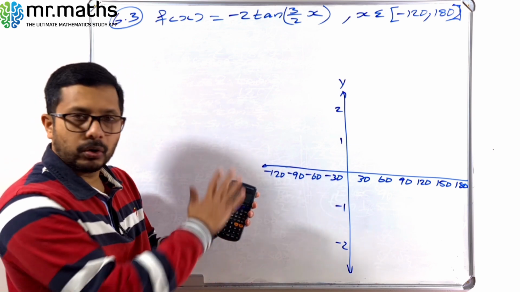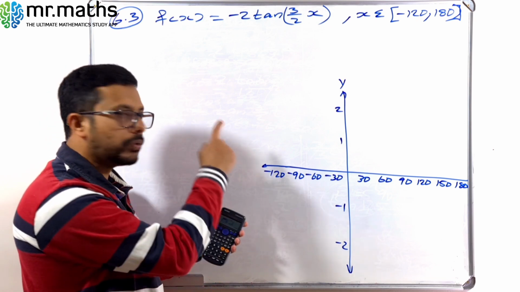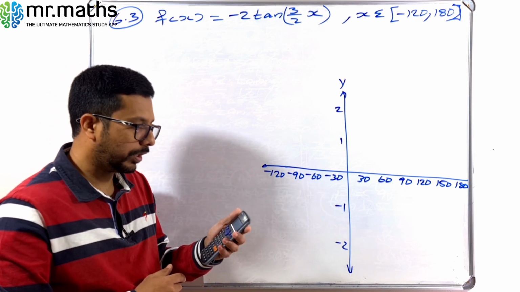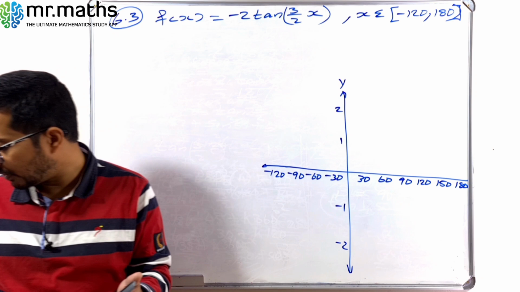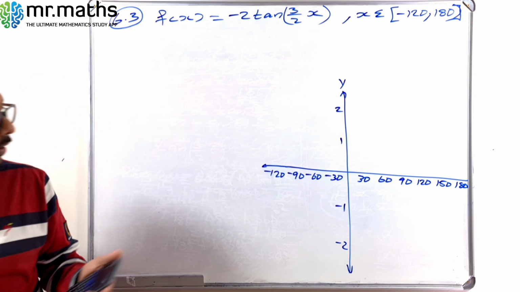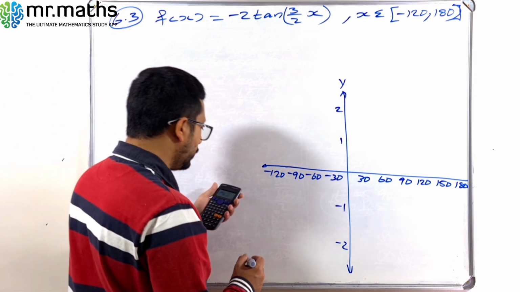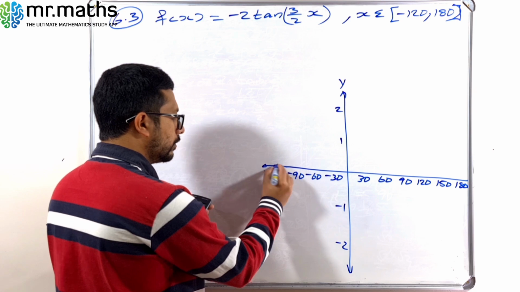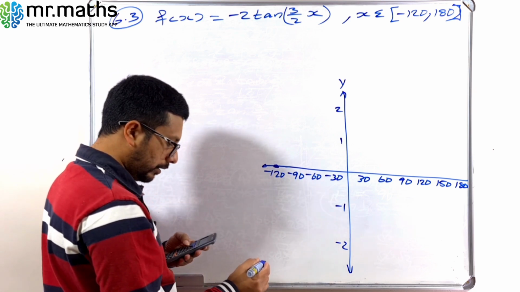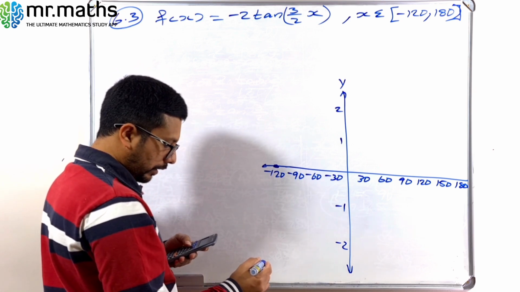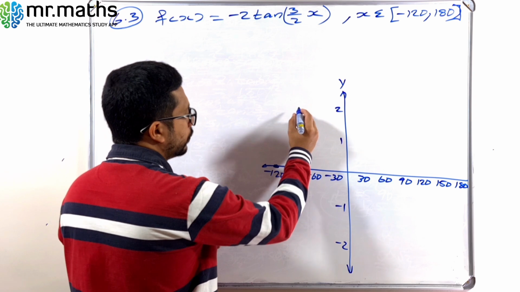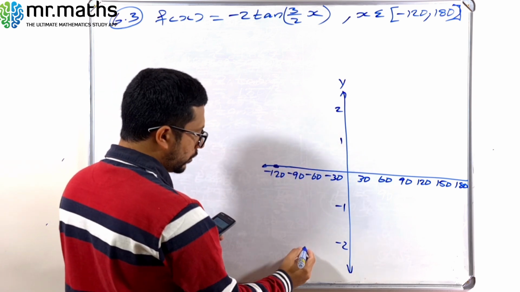Now you can see all the points, the x value and the corresponding y value. Minus 120, what is the y value? 0, that means it's here. Minus 90, you can check in your calculator, the corresponding value is minus 2. Minus 2 is here.